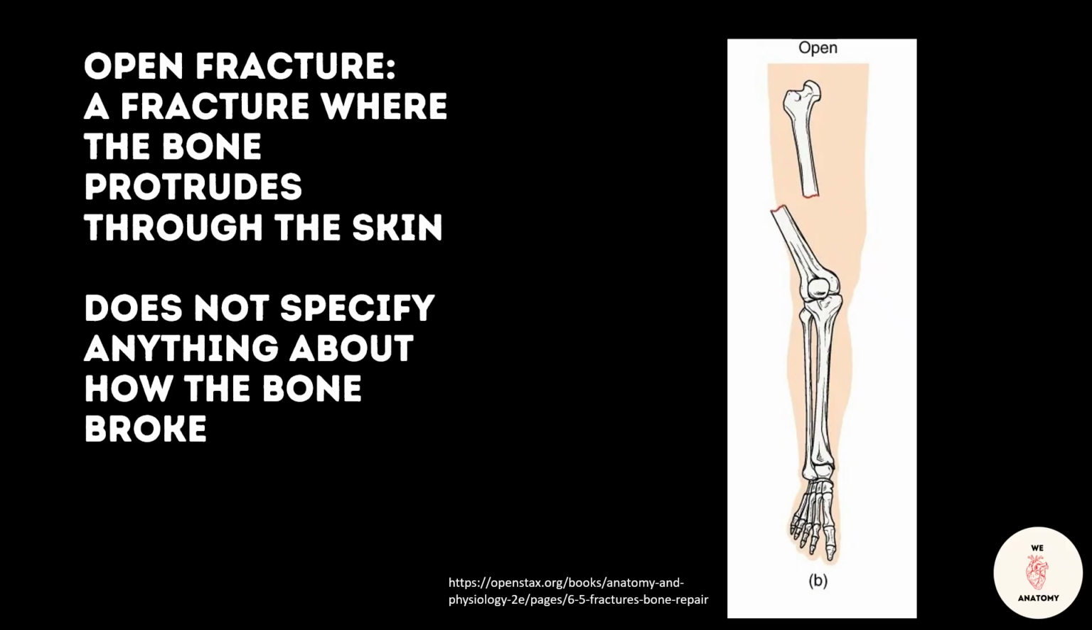This image shows an open fracture. The difference here is that the lower bone fragment is penetrating outside the skin of the thigh. You can see that here, and if you were to come upon somebody with this injury, you would be able to visibly see their bone with the naked eye.